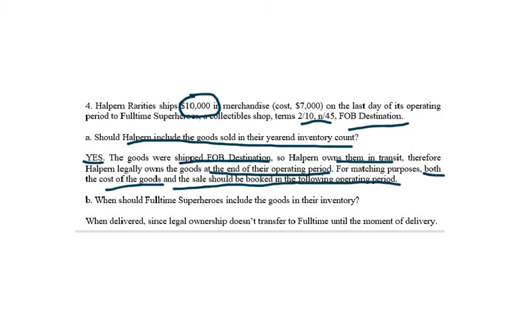All right, lastly, when should Full-Time Superheroes include the goods in their inventory? And that would, of course, in this case, be when delivered, because legal ownership doesn't transfer to Full-Time until the moment of delivery because it was FOB destination. So if they ordered that stuff and, let's say, their operating period ended in the previous month as well, they should do what? They would just say, well, we didn't own it until we actually took physical possession, so they would not include it in their inventory, whereas Halpern should.